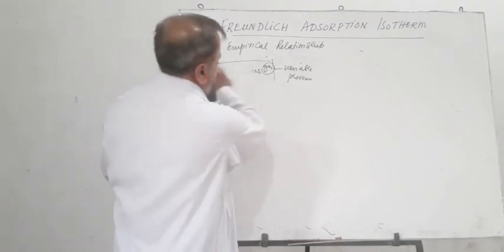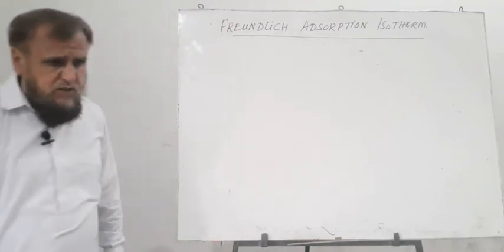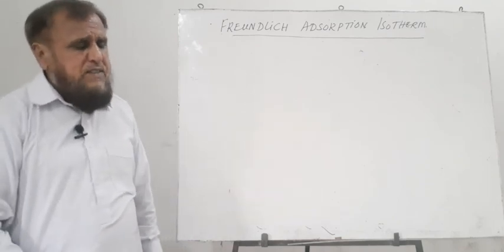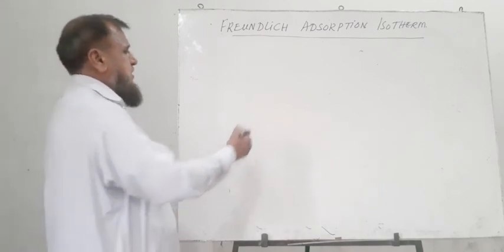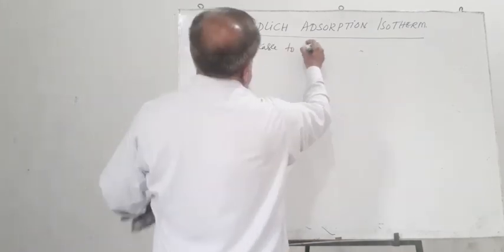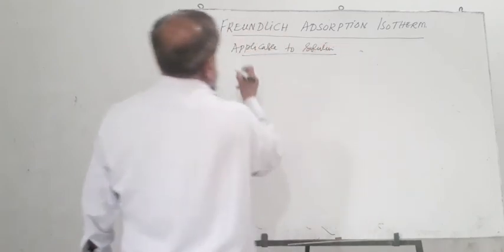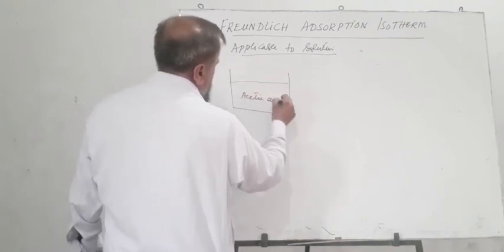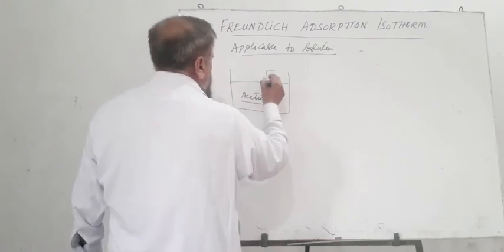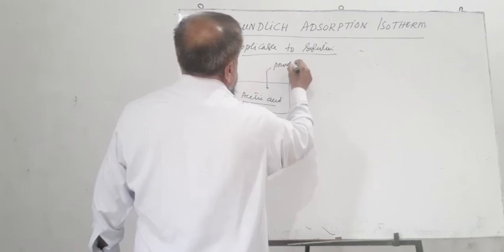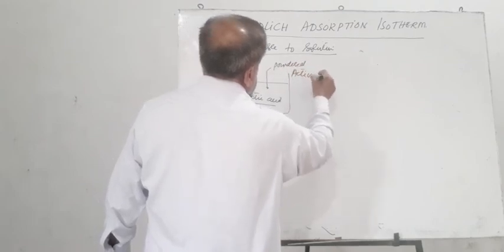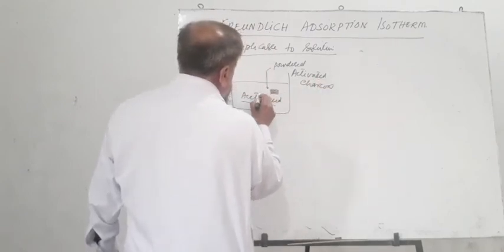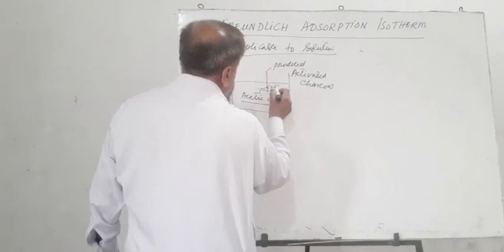Now this empirical relationship, which is called the Freundlich adsorption isotherm, can not only be applied for the adsorption of gases on solids, but it can also be applied for the adsorption of liquids on solids. It is also applicable to solutions. For example, if acetic acid is present in solution, and we put powdered activated charcoal into this solution, then the acetic acid will adsorb on the surface of the activated charcoal.